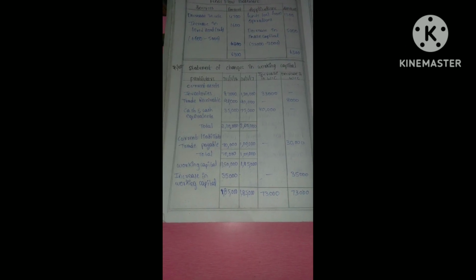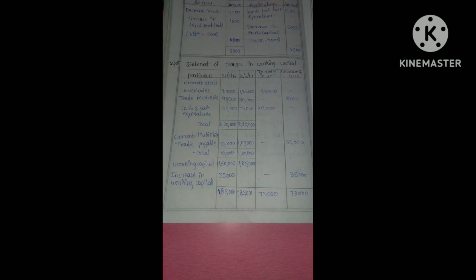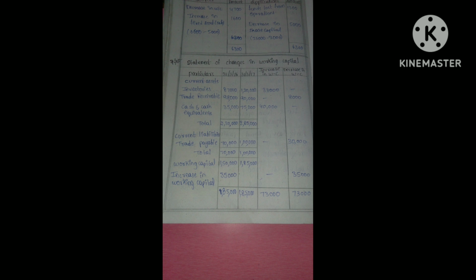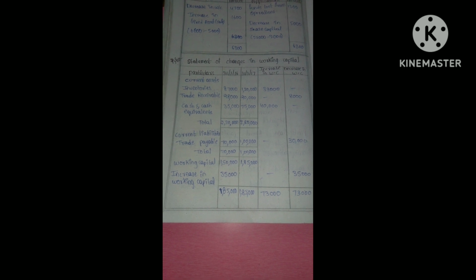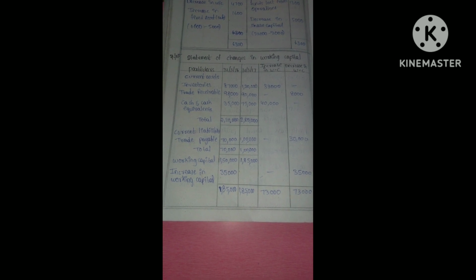Now we have to calculate working capital. So subtract current liabilities from current assets. We will get the 2016 value as 1,50,000 and the 2017 value as 1,85,000. Now we have to calculate the increase or decrease in working capital. So subtract 2016 minus 2017.